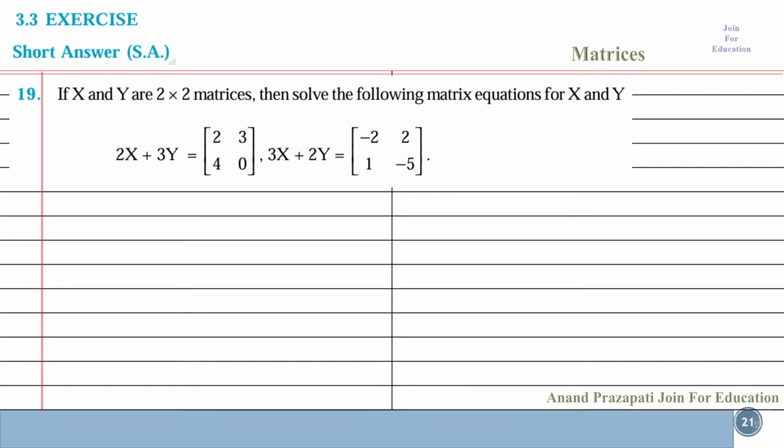Let's see the question number 19. If x and y are 2 by 2 matrices, then solve the following matrix equations for x and y. Let's see the solution of this question.